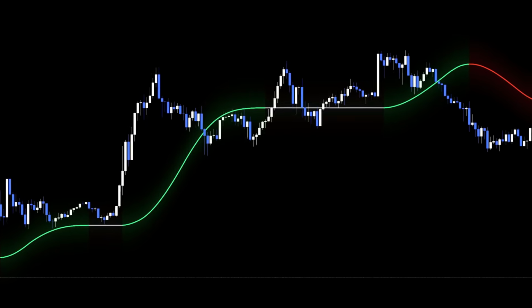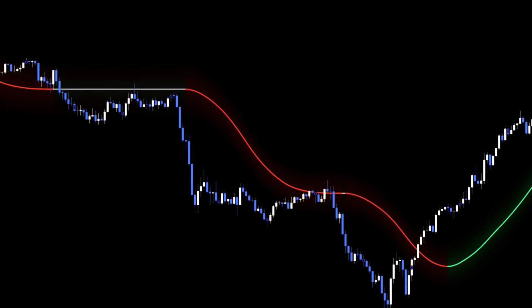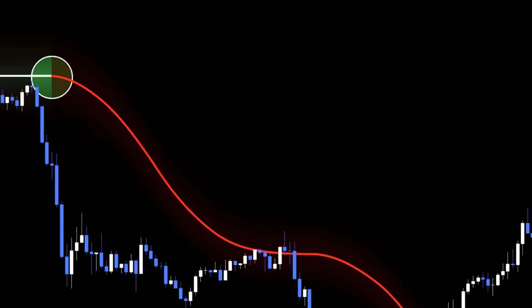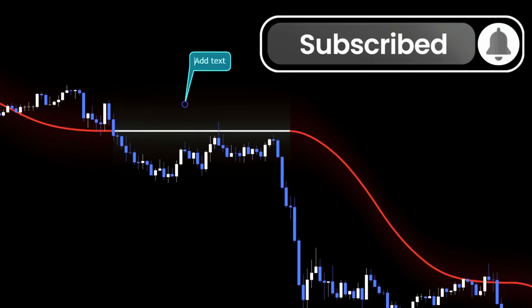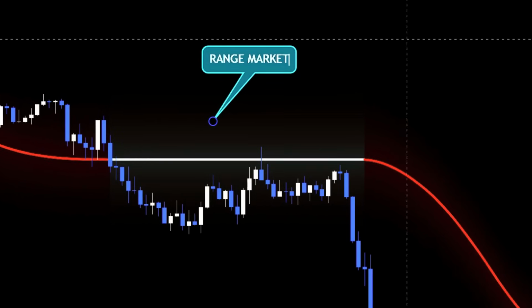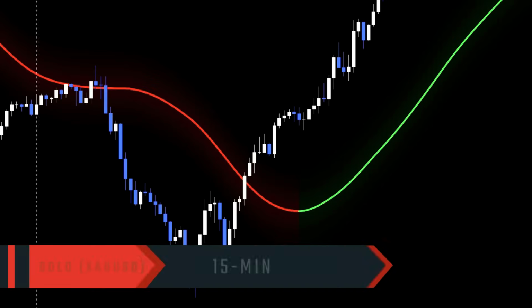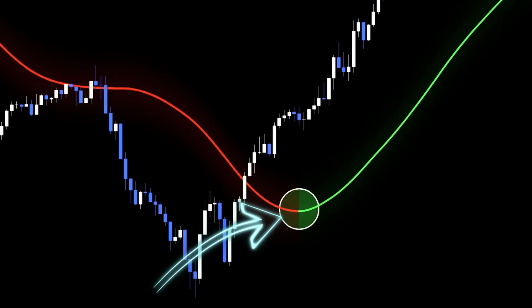So on the chart, it looks like this. Green line, we're looking for bullish moves. Red line, bearish moves. And when the price is in that gray or white cloud, we stay patient. You can see right here on this gold chart, price breaks out, the line flips green, and we get a nice clean signal. And this is really important.